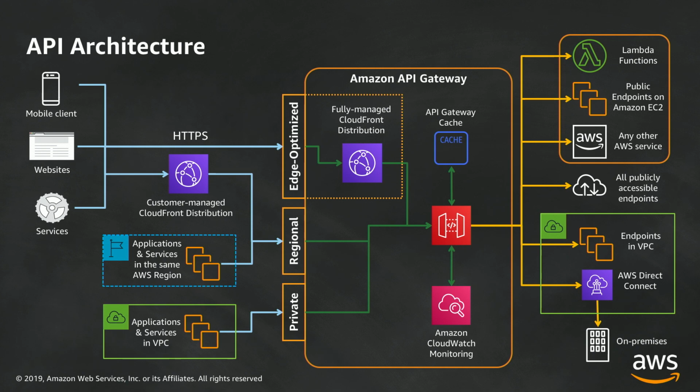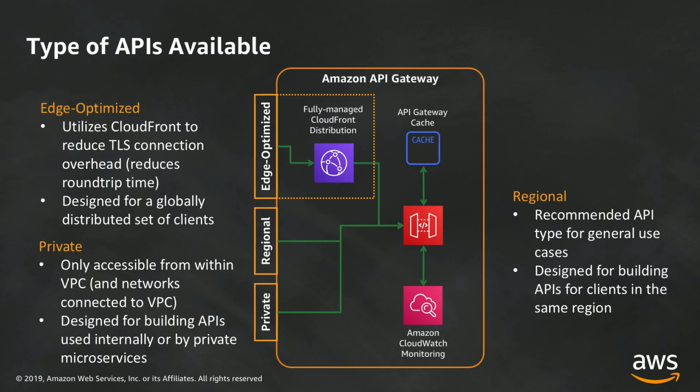If you think about the types of API that we offer through API Gateway, can you walk through those? Yeah. Let's take a look at the center part of that diagram. API Gateway offers three types of APIs. Edge optimized APIs are really great when you have a globally distributed set of customers, because we put a fully managed CloudFront, which is a content distribution network, in front of the API. So when your clients make a call, they get a response a little bit quicker.